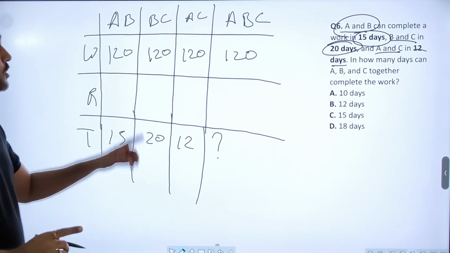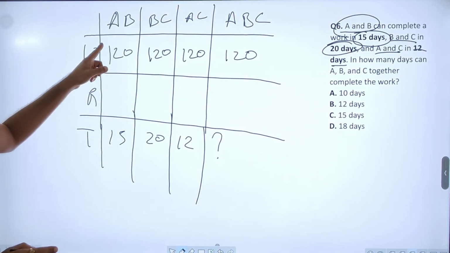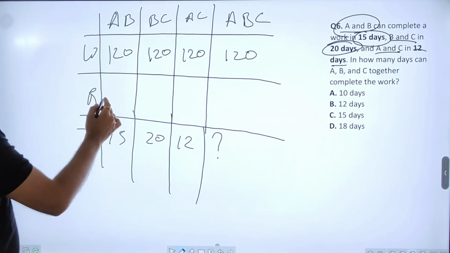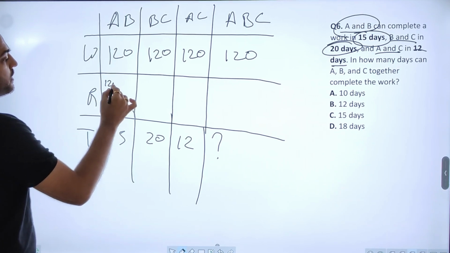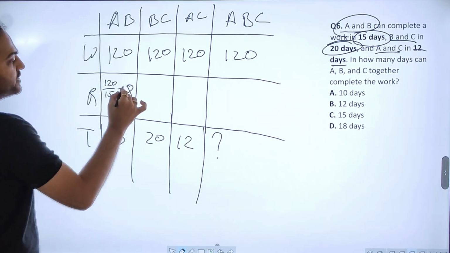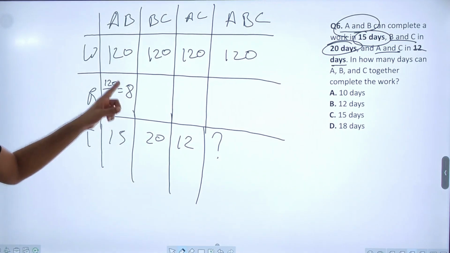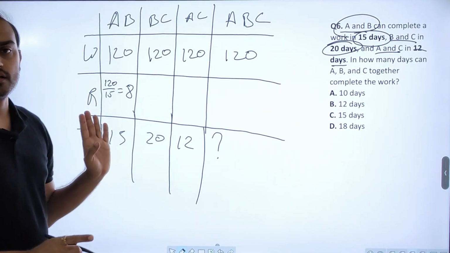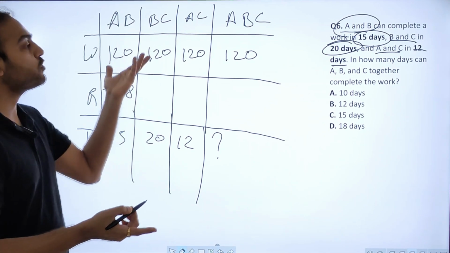So now remember, it's not A alone. A and B together are eating 120 chocolates in 15 days. So the rate will become 120 by 15, which is 8. So 8 is not the rate of A and B. It's not 4 and 4. Together it is 8. I don't know how much for A. I don't know how much for B.